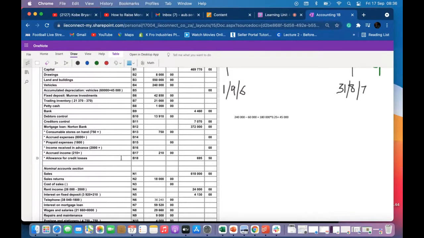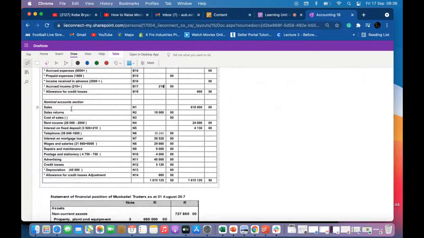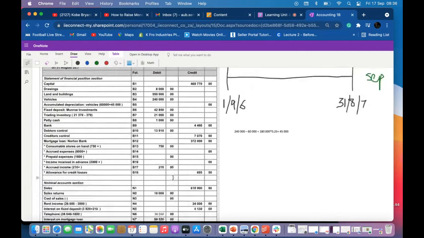695.50, right? Then we need to go to the expense under the nominal account section, and we look for allowance for credit losses adjustment, and look what we've done there. We've debited that. Can you see that we debited the expense and we credited the negative asset? Okay, and we are done.